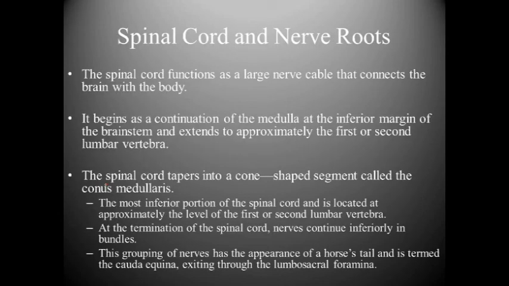So, the spinal cord and nerve roots. The spinal cord functions as a large nerve cable that connects the brain with the whole body. It begins as a continuation of the medulla at the inferior margin of the brainstem and extends to approximately the first or second lumbar vertebrae. The spinal cord tapers into a cone-shaped segment called the conus medullaris, the most inferior portion of the spinal cord, located at approximately the level of the first or second lumbar vertebrae. At the termination of the spinal cord, nerves continue inferiorly in bundles. This grouping of nerves has the appearance of a horse's tail and is termed the cauda equina, extending through the lumbosacral foramen.